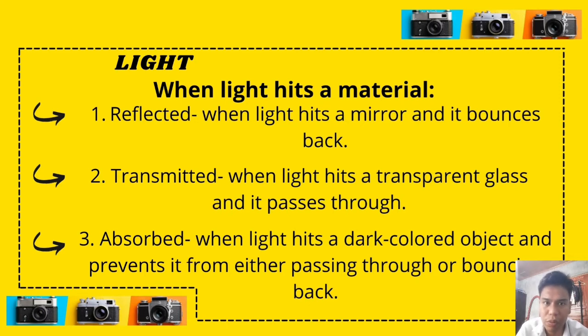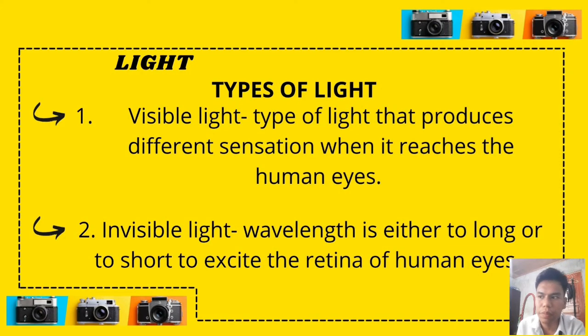Pero dito sa absorb, pag tumama yung light sa dark colored object, andun lang siya, okay? Walang mangyayari. Next one, we have types of light. We have visible light and invisible light. Visible light, simple lang to.